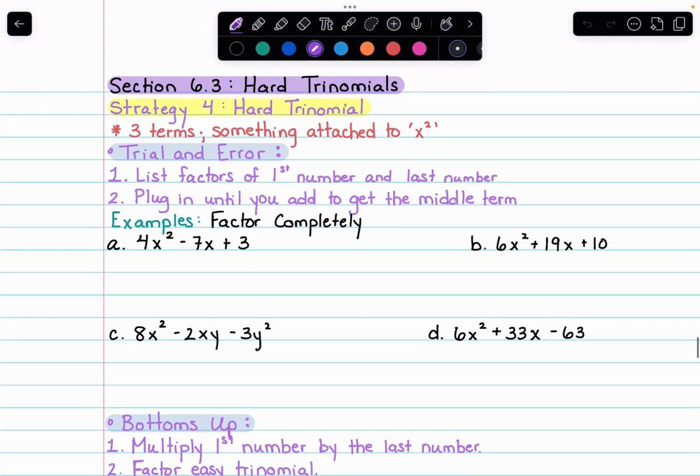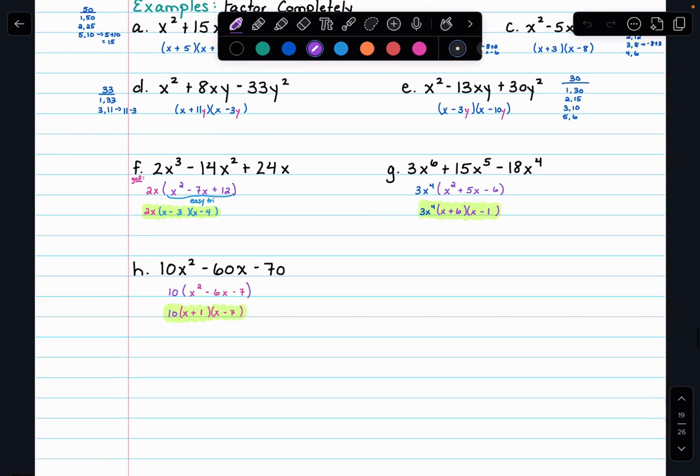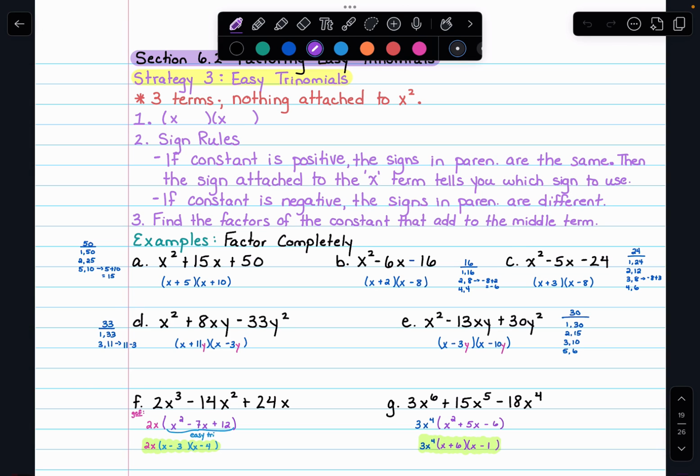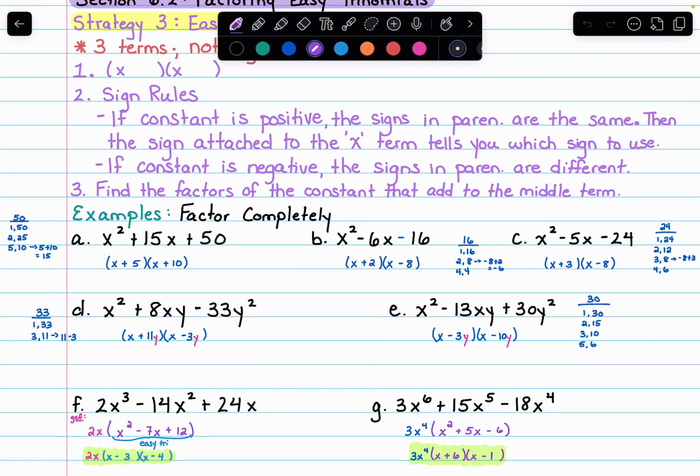Alright, so this is section 6.3, hard trinomials. What we went over last time was easy trinomials, and how we identified those was there's three terms and there was nothing attached to x squared. So all we had to do is find the factors of the constant that added to the middle term, right? That was all we had to do.